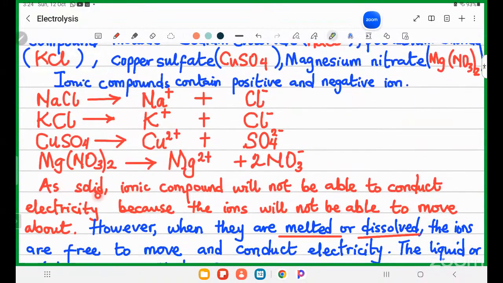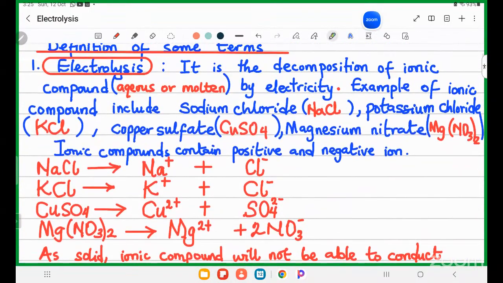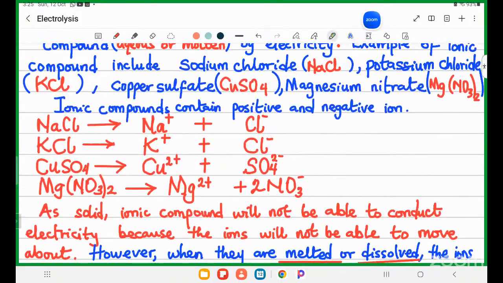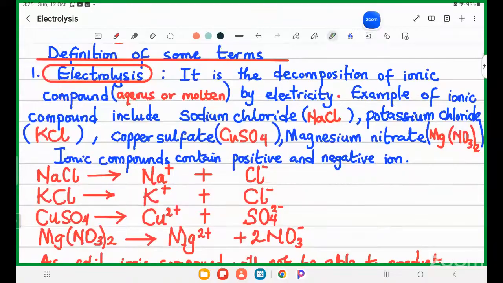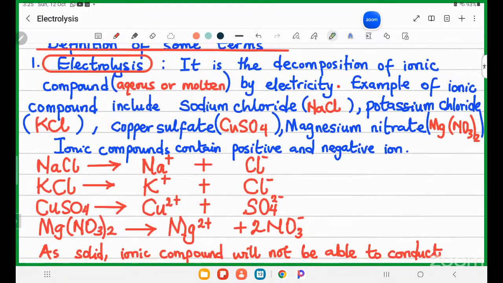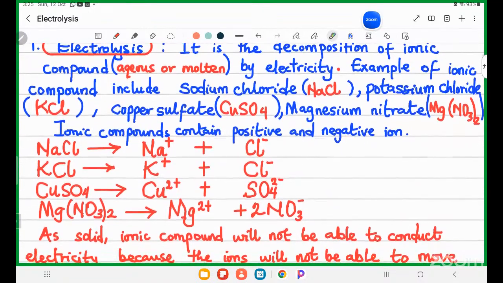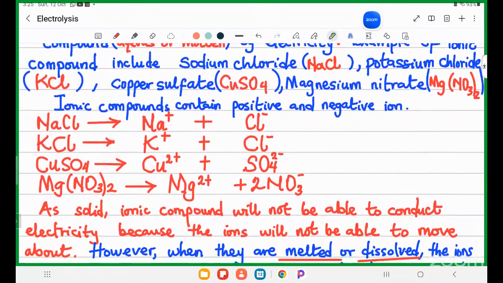Now, as solids, ionic compounds will not be able to conduct electricity. Ionic compounds don't conduct electricity if they are solid, because the ions will not be able to move about. So you can't use solids for electrolysis. The only ionic compounds you can use are aqueous and molten.